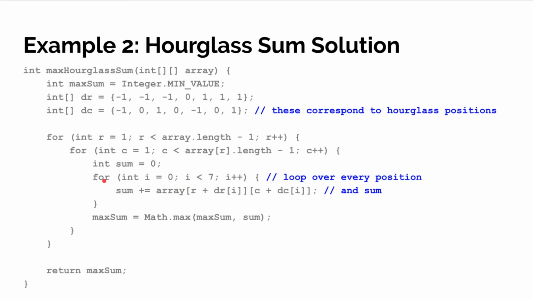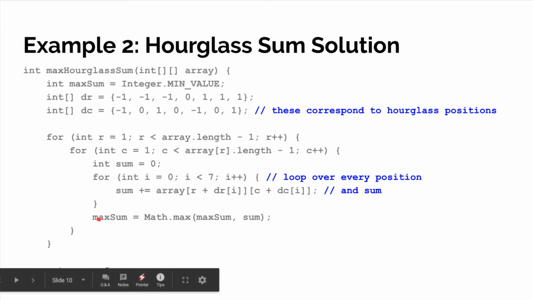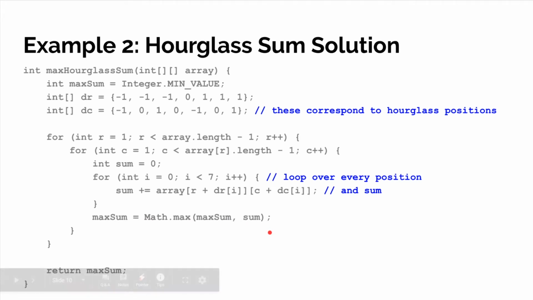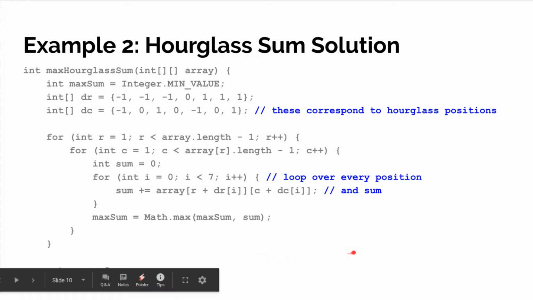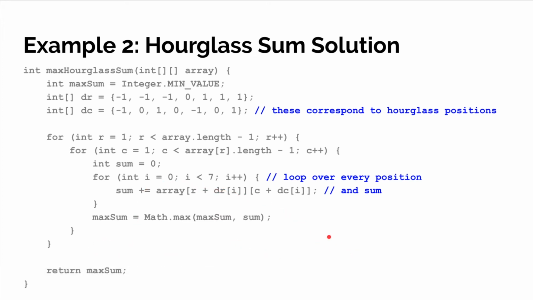And then we just loop through the DRDC arrays, right, from 0 to 7, because there are 7 entries in here. We just add the array entry to the sum, and then update the max sum. If it's greater, then we update it. If it's not greater, then it just keeps the max sum, and at the end we return the max sum here. So you can see how DRDC arrays can make iterating through multiple positions relative to a single position a lot easier.